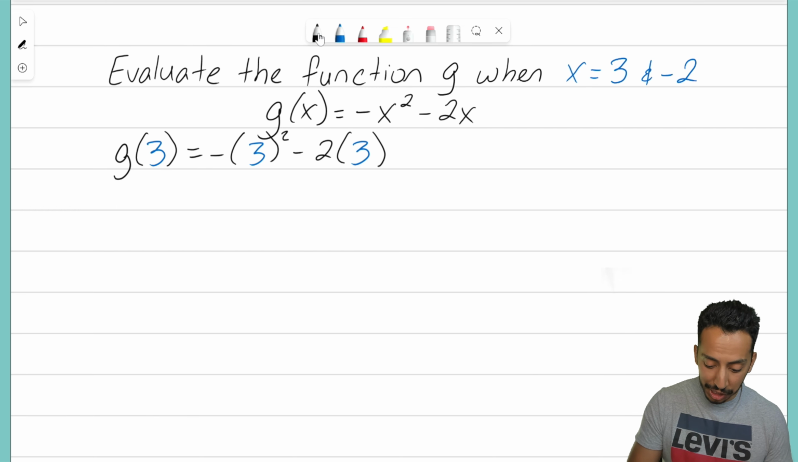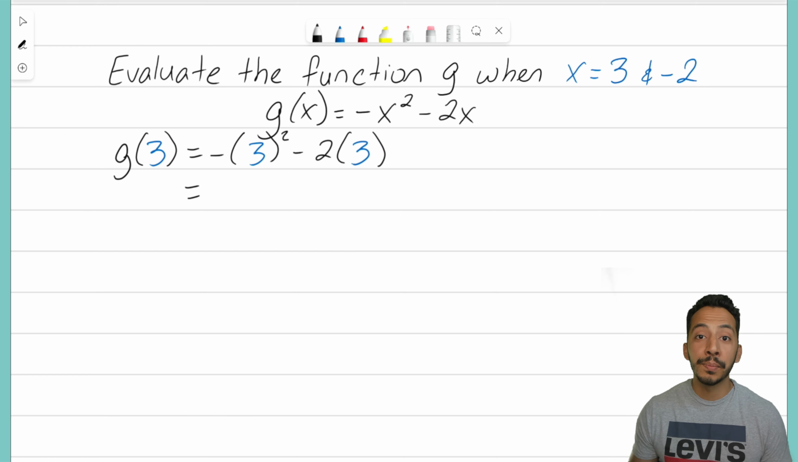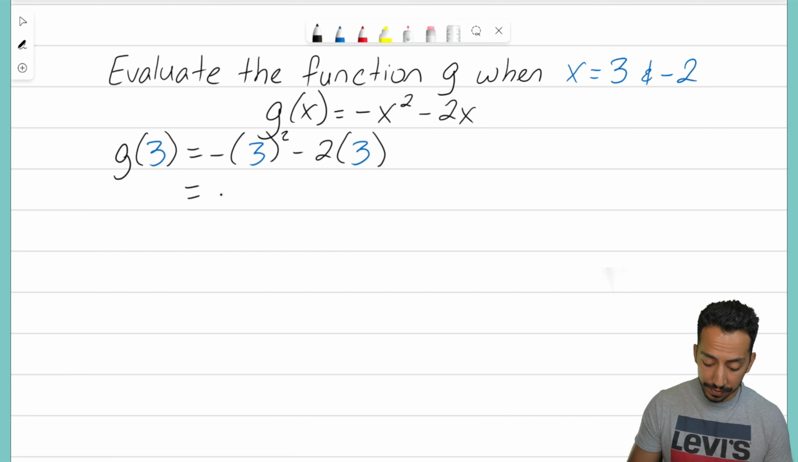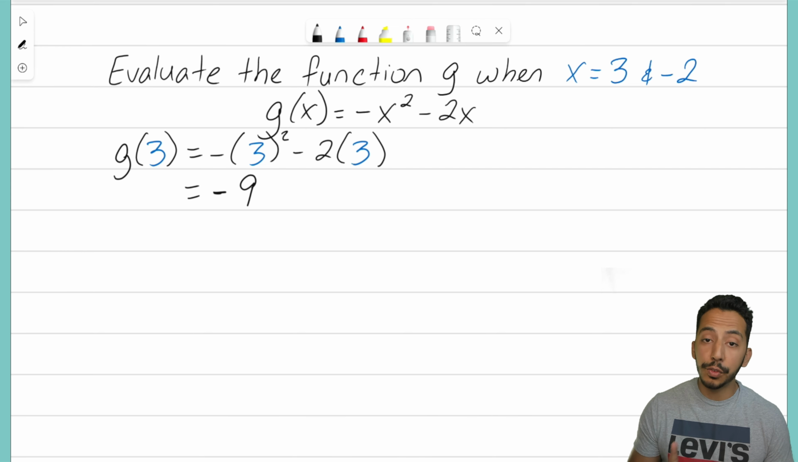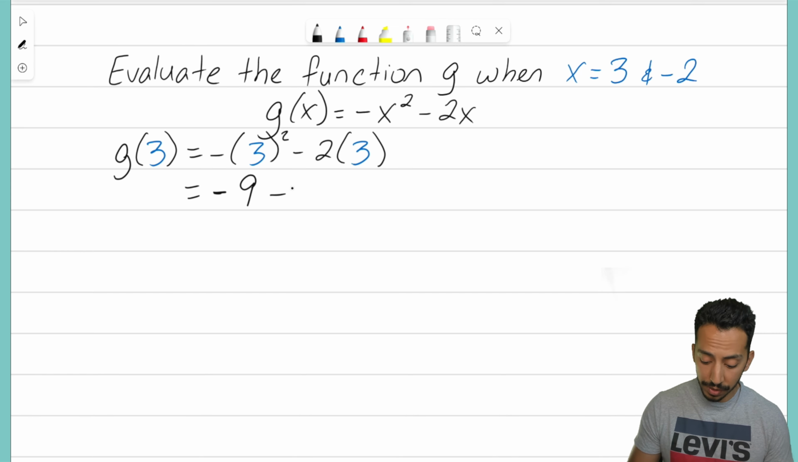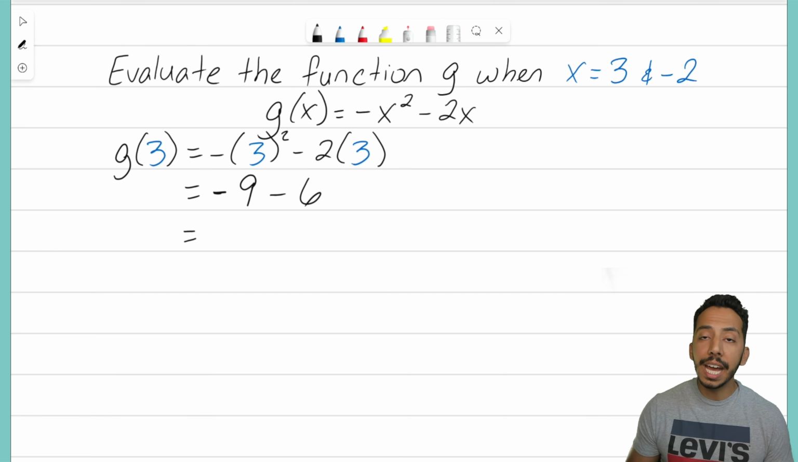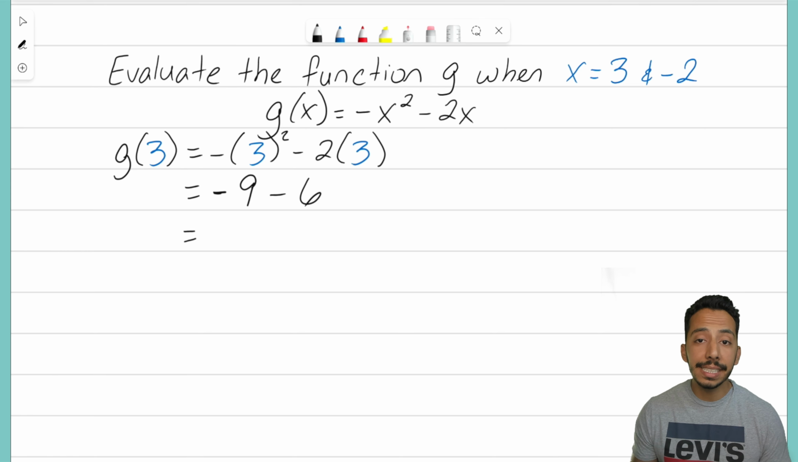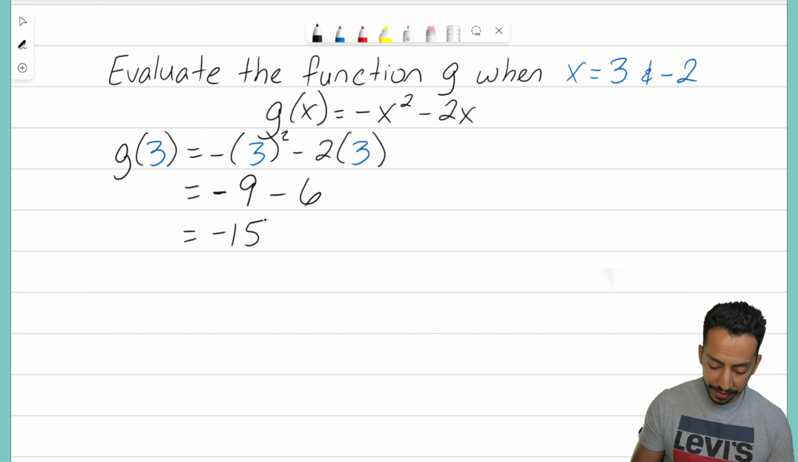We want to see what the output is going to be, and we can do that just by simplifying this equation. Remember, order of operations. We always want to start with our exponents. So we have 3 squared. 3 times 3 gives us a value of 9. There's a negative out in front, don't forget that, so our first value there is negative 9. Then it says minus, well, negative 2 times 3 gives us a value of negative 6. Last but not least, we combine those two terms. Negative 9 minus 6 more gives us a value of negative 15.